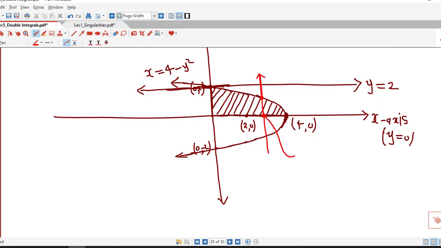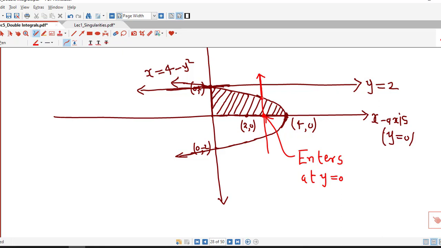Now on this line x becomes constant and y is changing. Now the line enters the region at this point which is on x-axis. At this point value of y is 0.